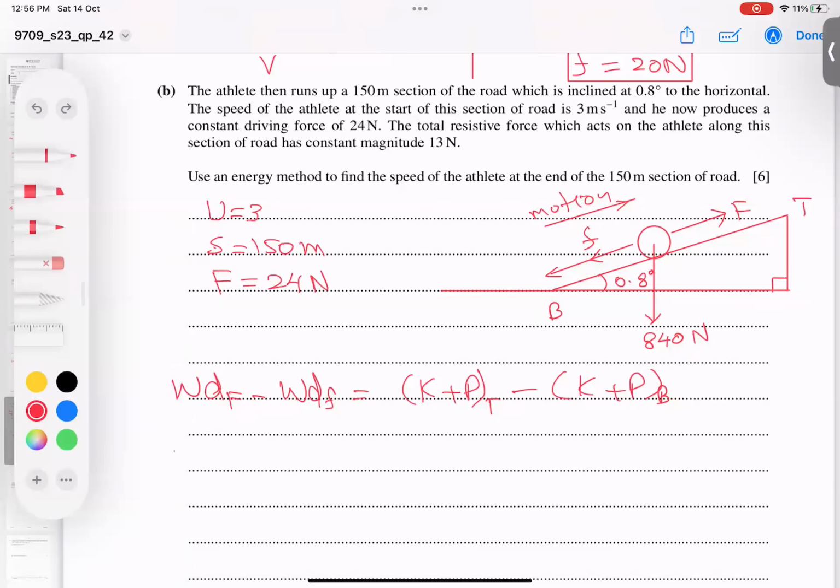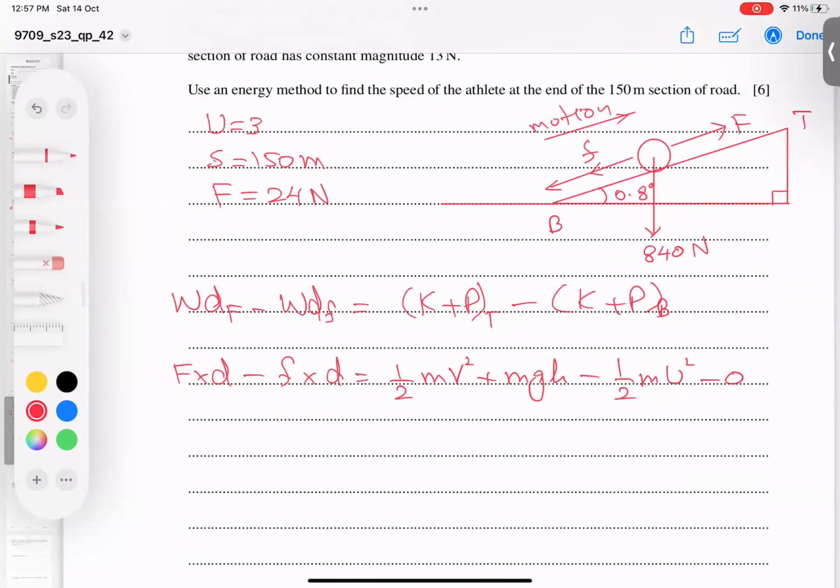Now, all of you are familiar with this formula. I'm writing F into d for the work done by the applied force, and small f into d for the work done by friction. Kinetic energy at the top is half mv squared, and potential energy at the top is mgh. Kinetic energy at the bottom is half mu squared, and potential energy at the bottom is zero, because it is ground level. Now just plug in the values and get the answer.